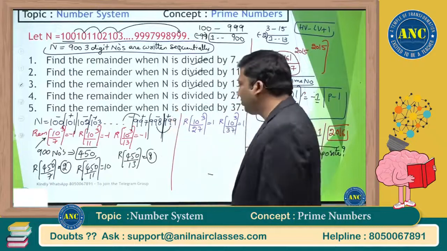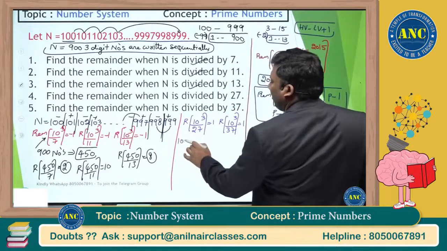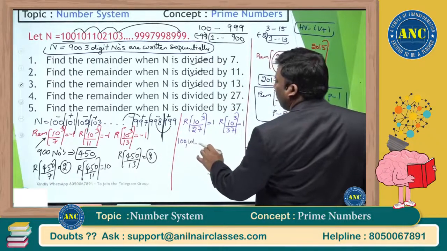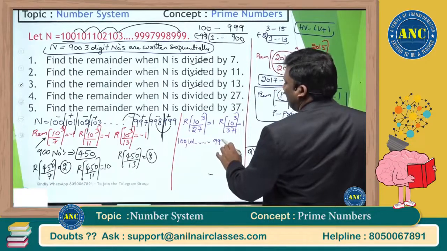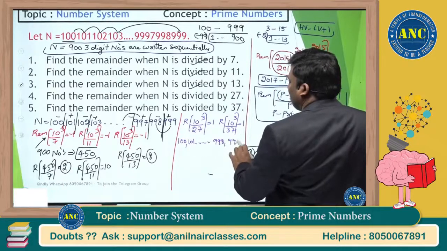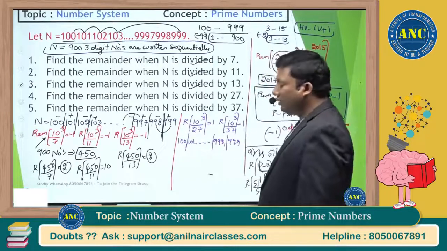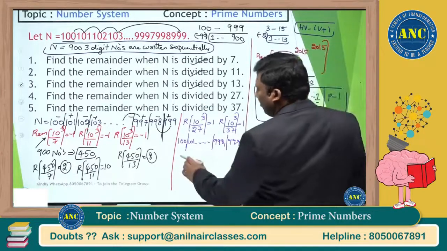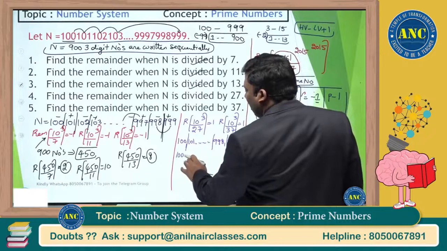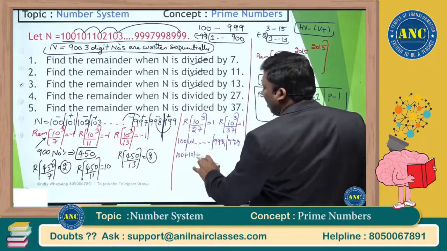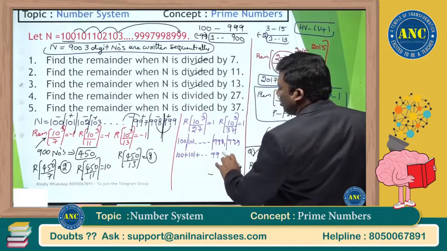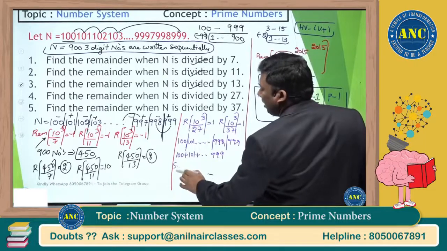Take a group of 3 digits, 100, 101, till 998, 999. Take a group of 3 digits and add them. So what will be the answer? The answer will be 100 plus 101 and so on up to 999. It is in arithmetic progression.